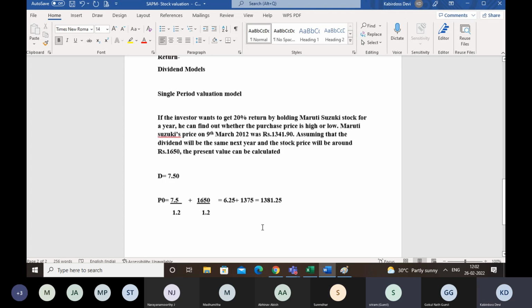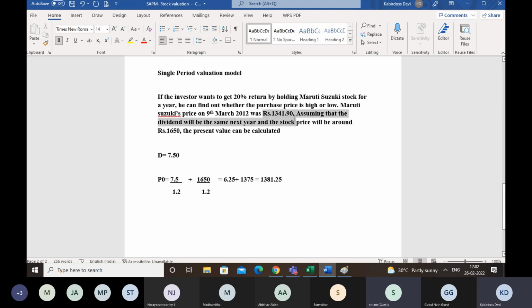Now what is actually the purchase price now? The purchase price is 1341. What should the price actually be in the market? The actual value in the market should be 1381. So the stock is actually selling at a lesser price than the calculated price. So can the person buy the share or sell the share? He can buy the share, because the price of the stock is less now than the calculated price.